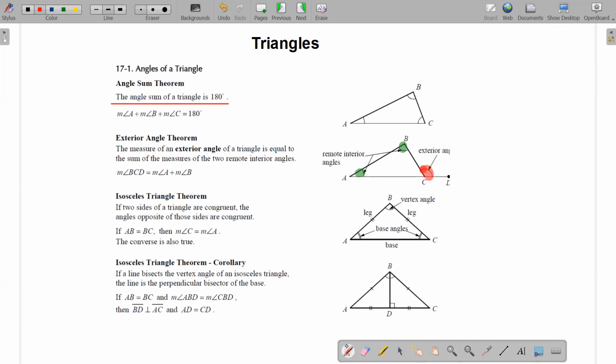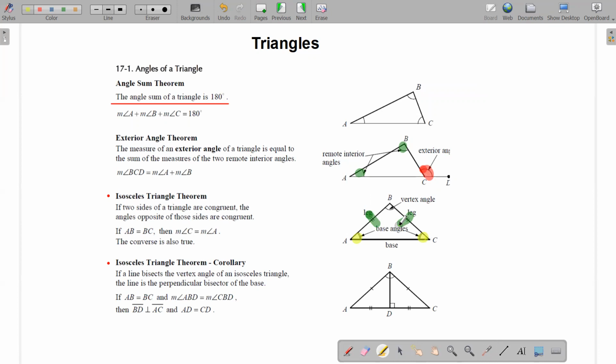Now, what I want to talk to you about are these two theorems. Very important. The first, the isosceles triangle theorem, says that if you have a triangle and you know that the two legs here are the same, you automatically know that these base angles are also going to be the same. And the opposite is also true, meaning if you know that the two angles A and C are the same, you automatically know that the two legs must be the same.